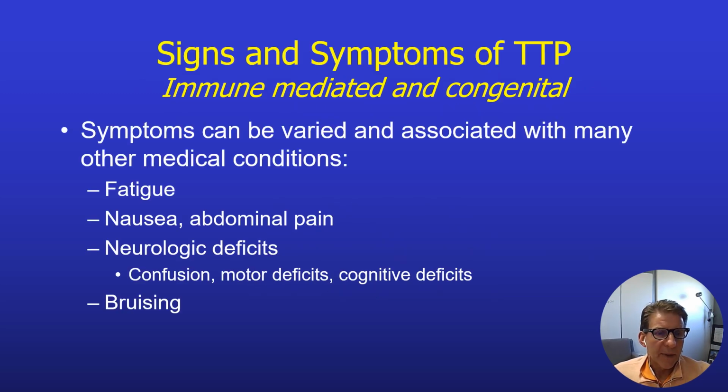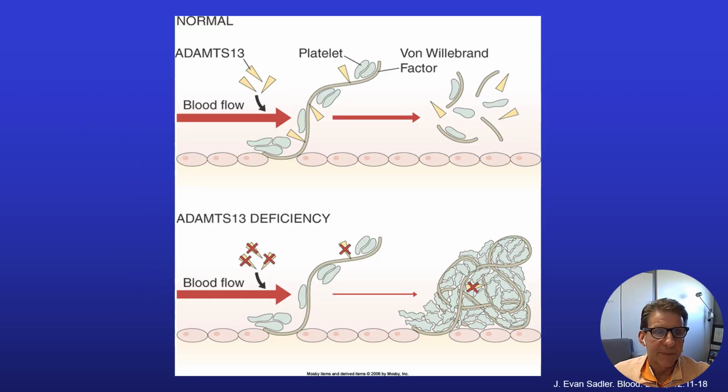So to start out, whether we're talking about immune-mediated, the acquired form of TTP, or the congenital form of TTP, the signs and symptoms with acute episodes are quite similar. You may see fatigue, nausea, abdominal pain, and neurological deficits, which could be very minor, like confusion, to more significant motor deficits, cognitive deficits, and overt coma and stupor as well. Because of the thrombocytopenia, you can see bruising and petechiae, signs of a low platelet count, but certainly the primary issue in TTP is the widespread microthrombotic disease that really leads to these symptoms and their presentation.